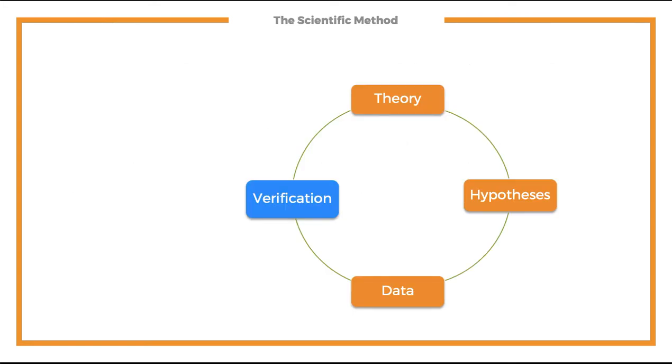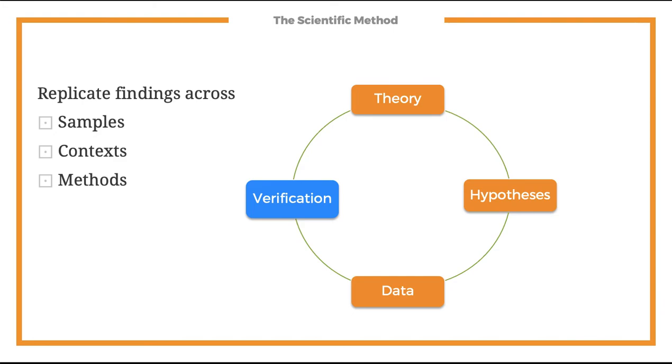Okay, so now we're in the very last step of the scientific method, and this is the verification step. So with verification, basically what we're doing is just replicating our findings. So we're going to replicate our findings across different samples, contexts, and methods. And the reason for this is just collecting one study might give us some insight, but we can't necessarily confirm that that's a universal rule or a universal truth. We need to make sure that those findings hold in other contexts.